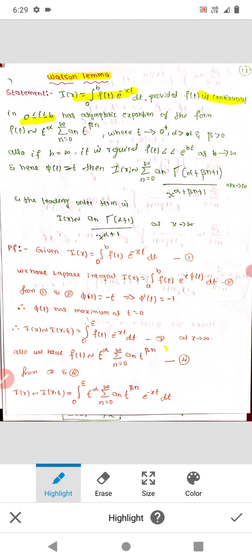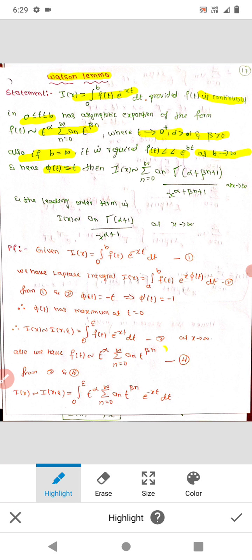As an asymptotic expansion of the form, f of t is approximated to t to the power alpha summation n equals 0 to infinity a n t to the power beta n, as t tends to 0, where alpha is greater than minus 1 and beta is greater than 0. If b is equal to infinity, it is required that f of t is very much less than e to the power bt as t tends to infinity.